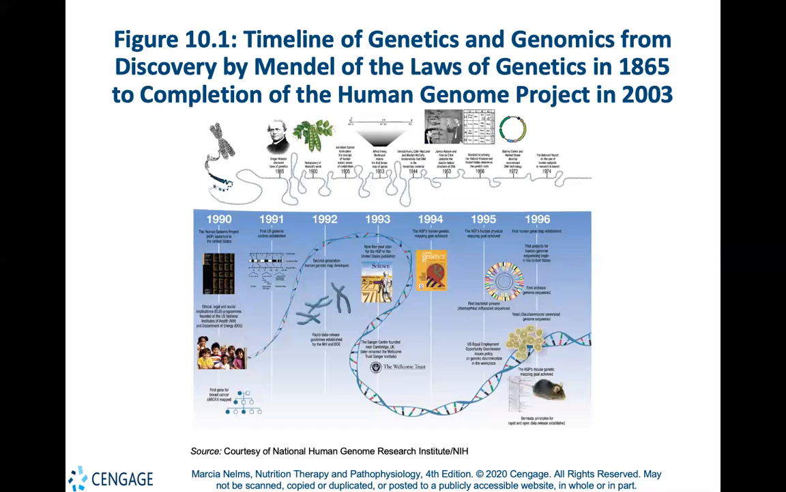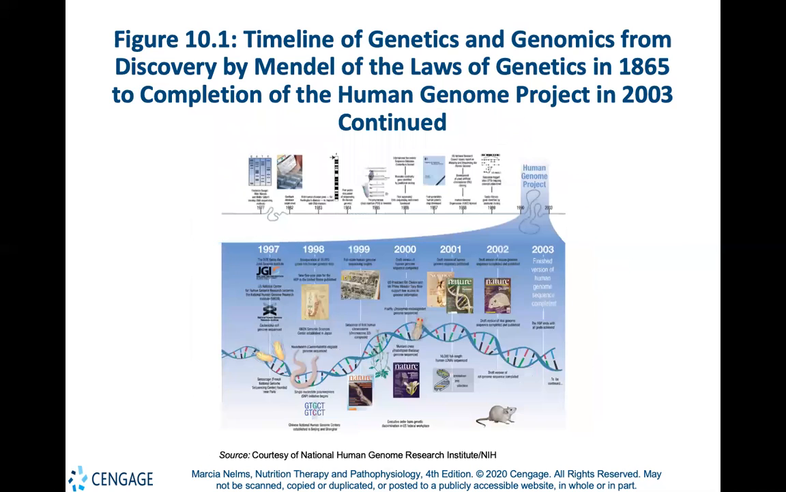Figure 10.1 is a timeline of genetics and genomics, from the delivery by Mendel of the laws of genetics in 1865 to the completion of the Human Genome Project in 2003. This is Figure 10.1 continued.